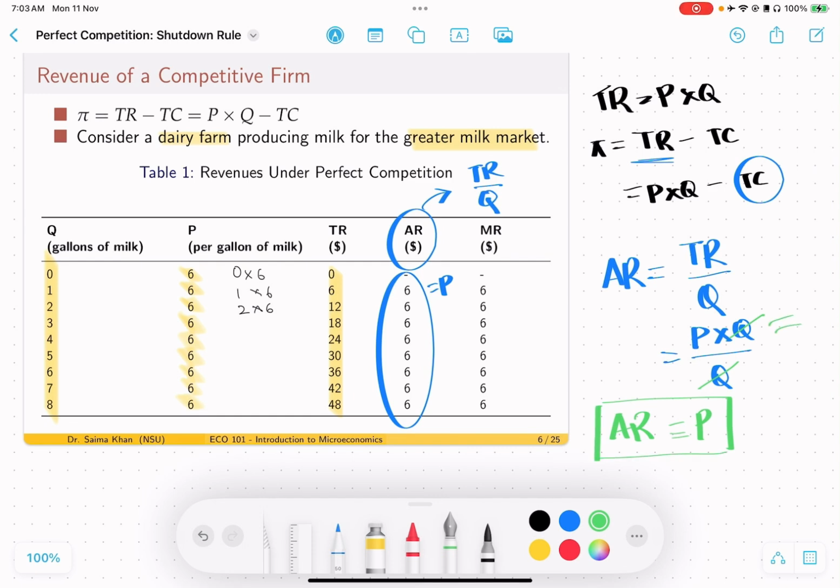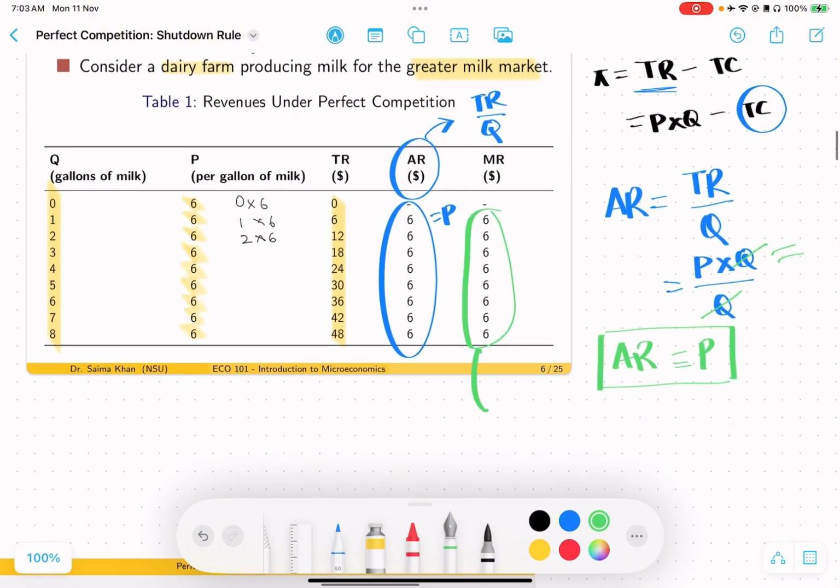Okay, what about the marginal revenue? Well, here we see that this also is the same as price, right? So remember, the marginal revenue is change in TR by change in Q. And so what we are seeing is that every time you sell one more unit, how does your revenue change? It changes by the amount of the price, right? And so it ends up being P.